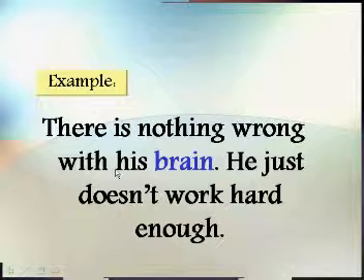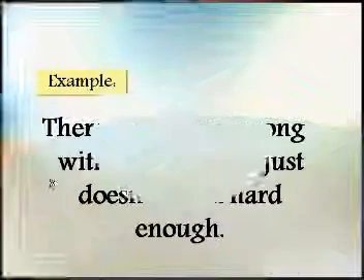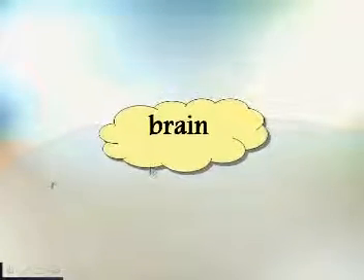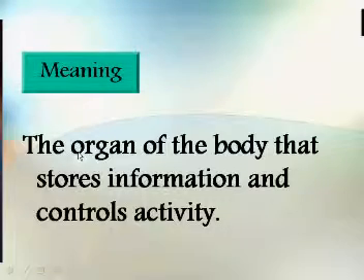Another example with another word. There is nothing wrong with his brain. He just doesn't work hard enough. Brain. What is the meaning of brain? The organ of the body that stores information and controls activity. It's in your head, of course. The brain stores information and controls activity. It does all the thinking for you, of course.